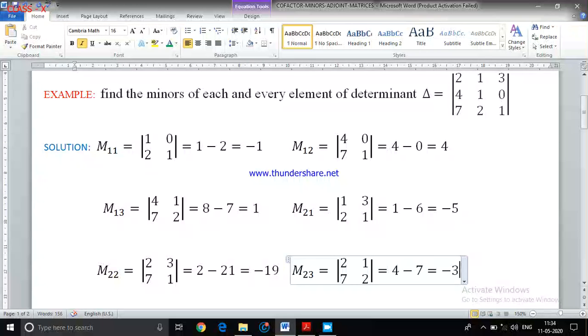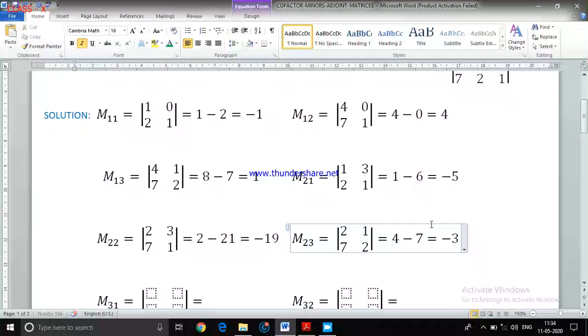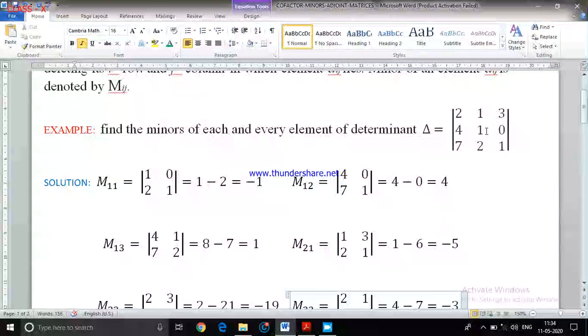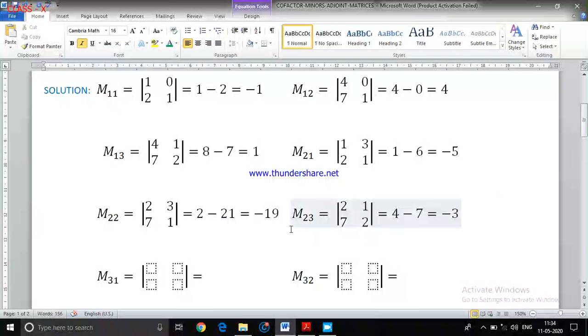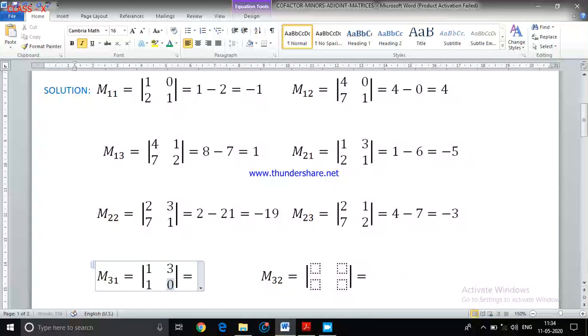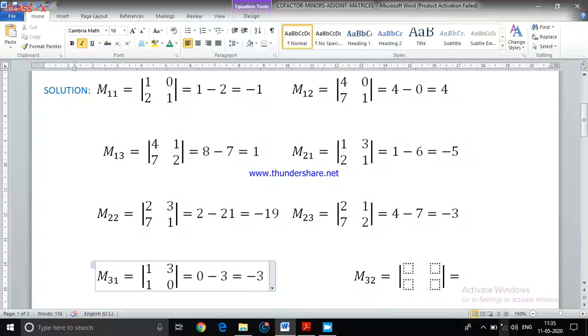Now what are the other things left out? Can I write the other elements directly? Minor of 7 is this, 3 1. Third row, first column, if I remove, 1 3 1 0 will be left out. So the determinant of this matrix is 1 into 0 is 0 minus 1 into 3 is 3. So that will be equal to minus 3.